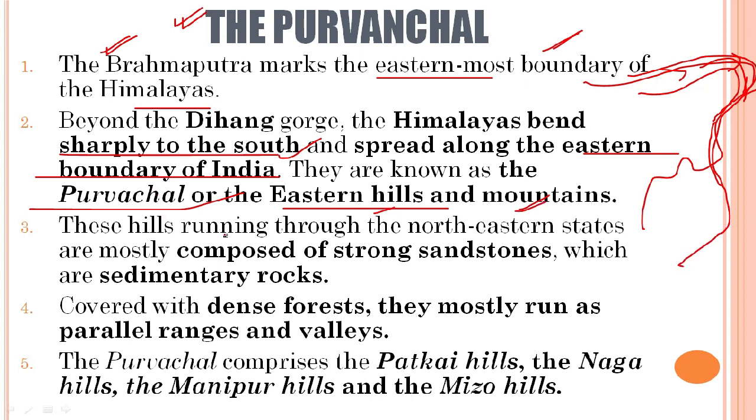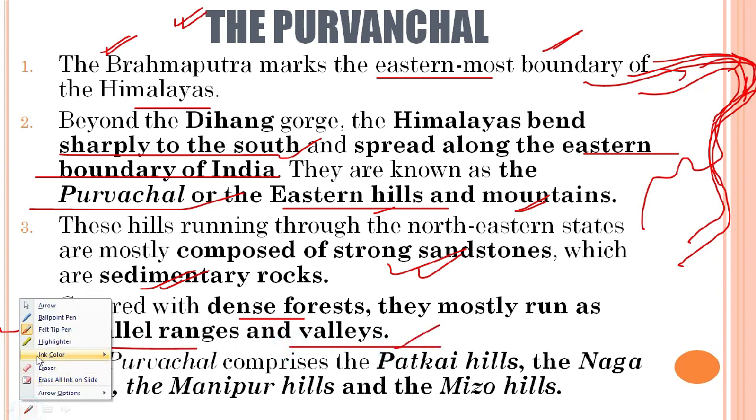Now we see that the hills running through the northeastern states are mostly composed of strong sandstones, which are actually sedimentary rocks. So we also get to know that in this region we will be finding sedimentary rocks. Fourth, we see that covered with dense forest, they mostly run as parallel ranges and valleys.